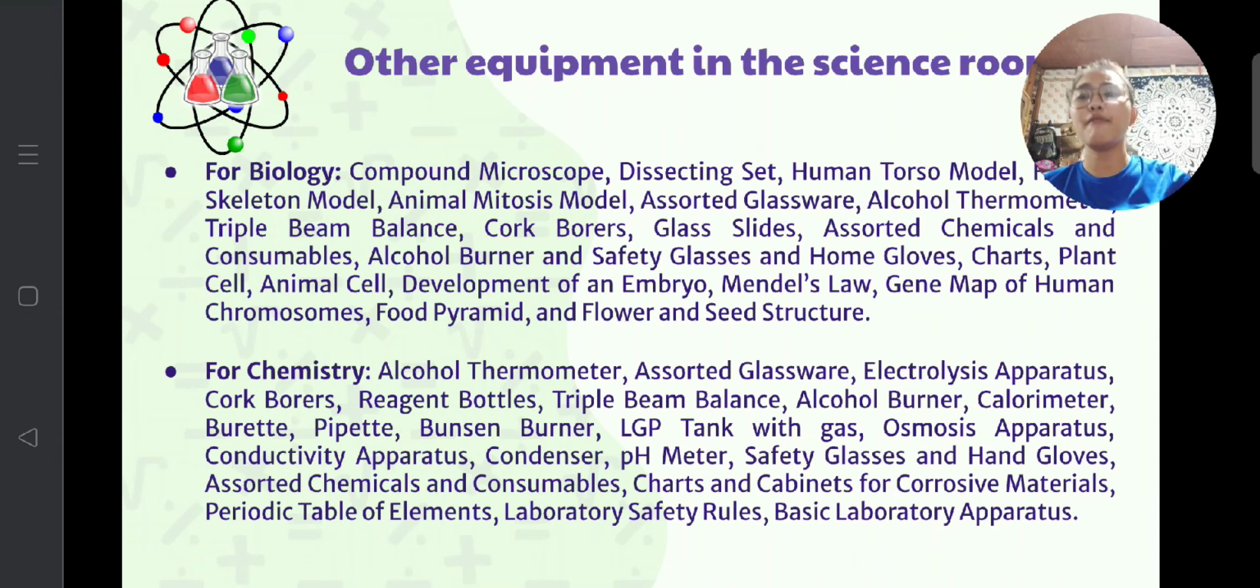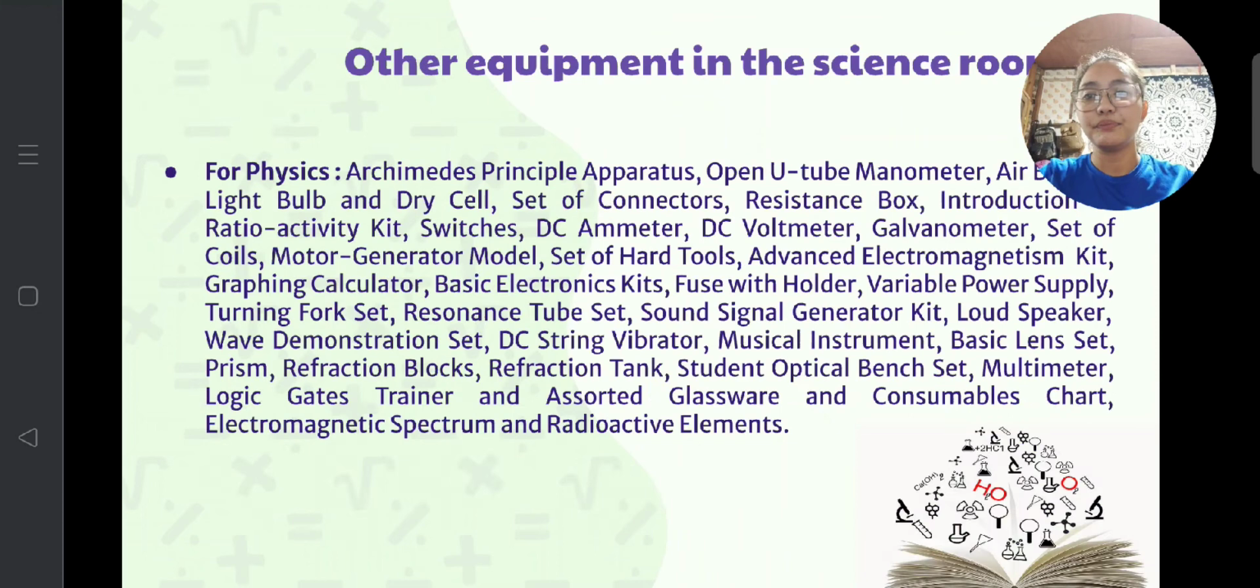The next is for chemistry. We have here the alcohol thermometer, the assorted glassware, the Bunsen burner, and laboratory safety rules, basic laboratory apparatus, and etc.